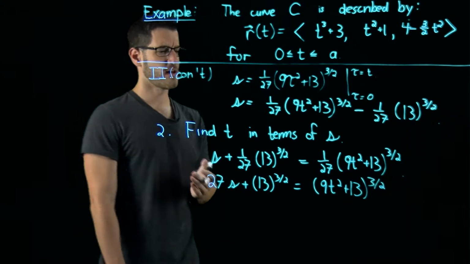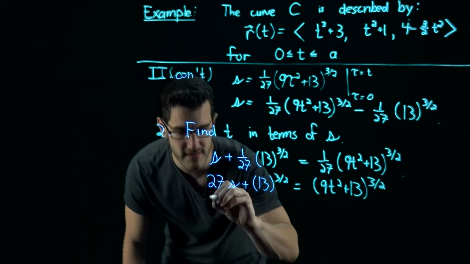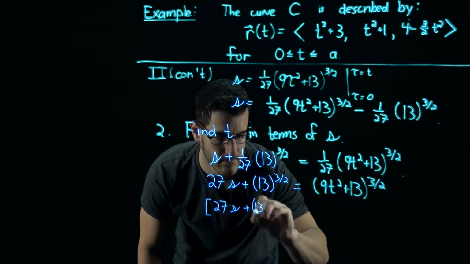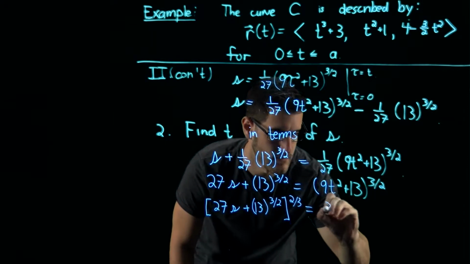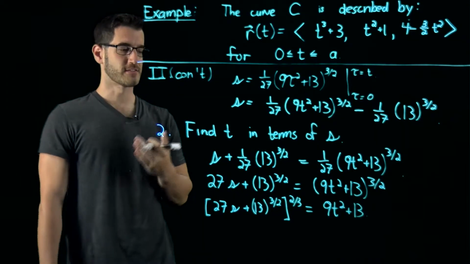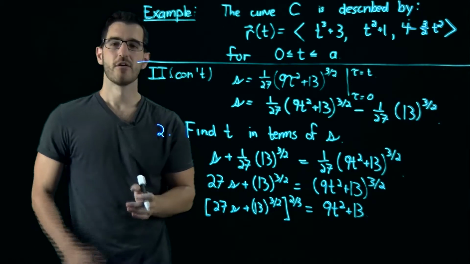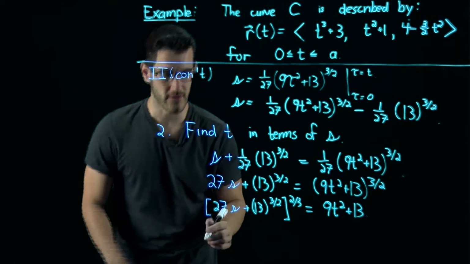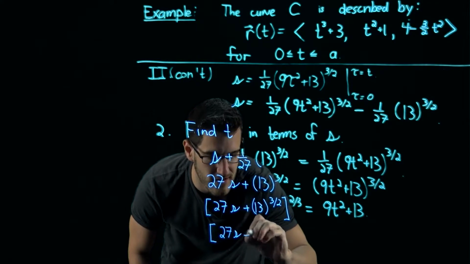To get rid of this 3/2 power on the right-hand side, we can raise both sides to the 2/3. Now we can subtract 13 from both sides. That'll leave us with a 9t squared on the right-hand side. We can divide by 9. That'll leave us with a t squared. And then we can take a square root. So that's what I'm going to do, sort of all in one fell swoop here.